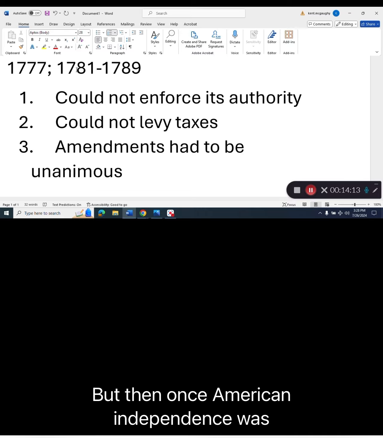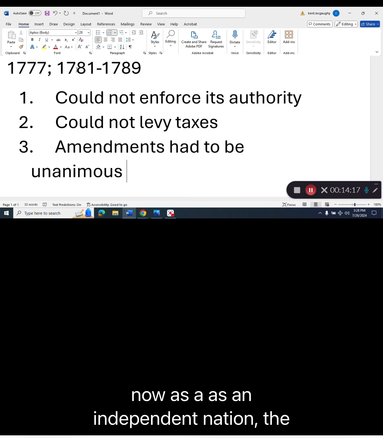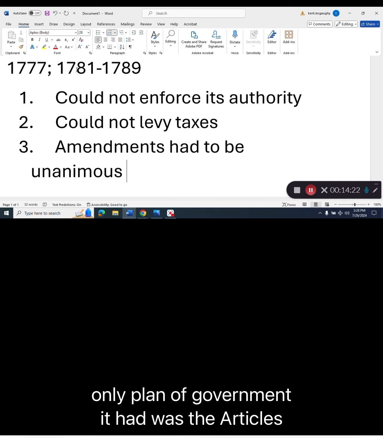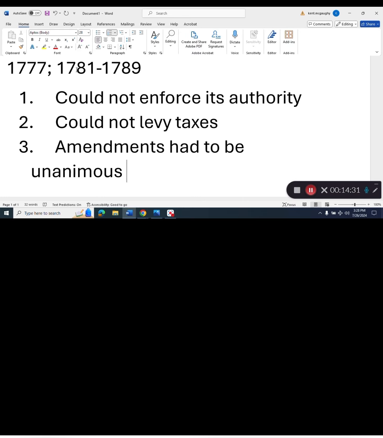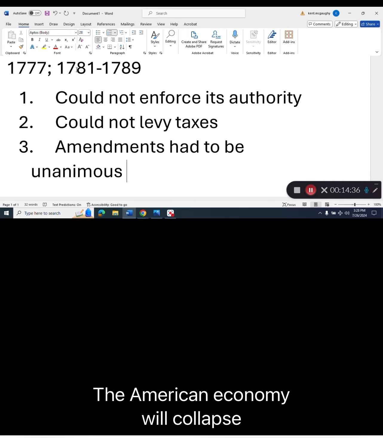But then, once American independence was recognized, and once the United States existed now as an independent nation, the only plan of government it had was the Articles of Confederation. And just how bad it was quickly became apparent. The American economy will collapse into a severe economic depression.